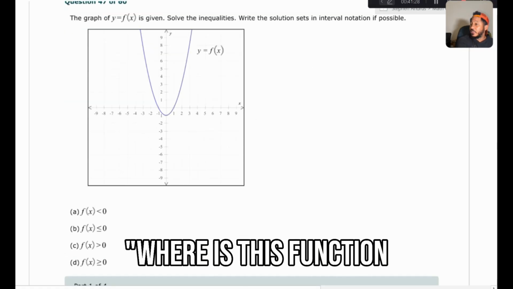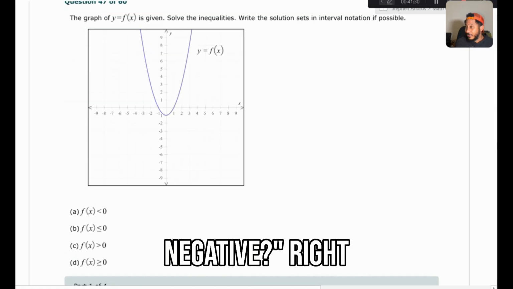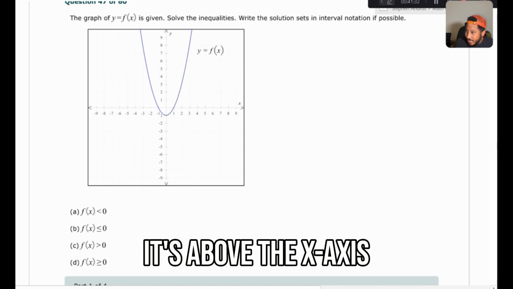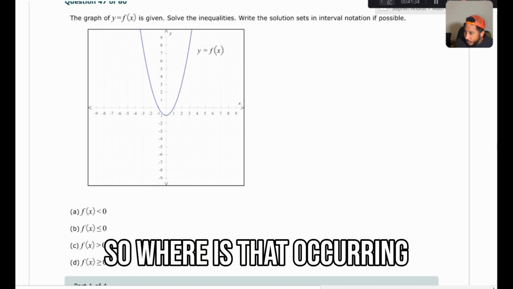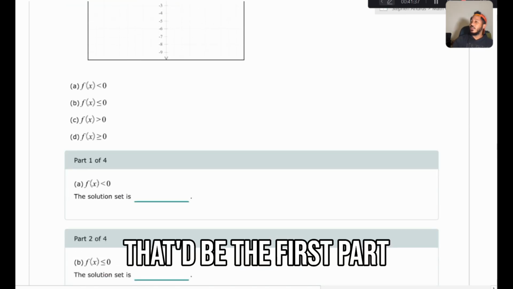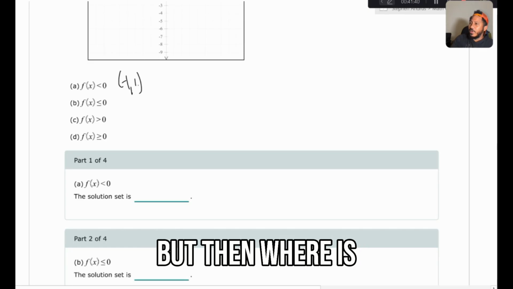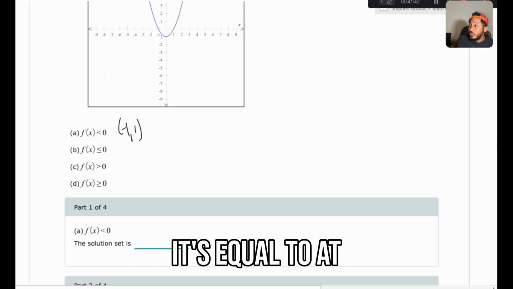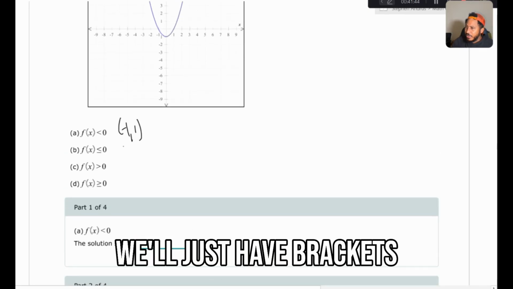All right, so this says, where's this function less than 0 or negative, right? So here, it's above the x-axis, and then here's where it's below, right? So where's that occurring? From negative 1 to 1. So that would be the first part, from negative 1 to 1. But then where is it less than or equal to? Well, it's equal to at negative 1 and at 1. So we'd say, oh, the roots have brackets on it, that's all.